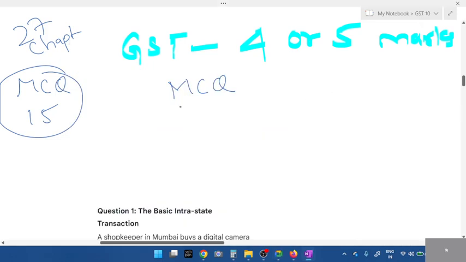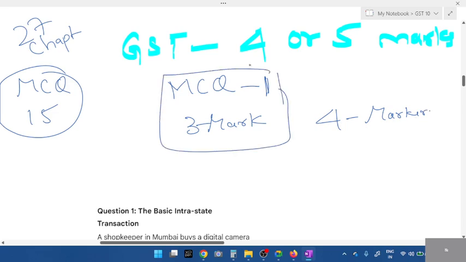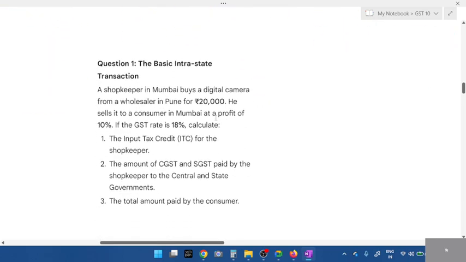Okay. Total there are 27 chapters, and in that 15 MCQ total for final exam. From GST, you'll definitely get one MCQ question, and you'll either get one 3-marker question or one 4-marker question. So if they give one 3-marker and one MCQ question, it is for 4 marks. Okay, if not, they'll give you one 4-marker question and one MCQ question, 5 marks. This is how the marks are distributed for GST.